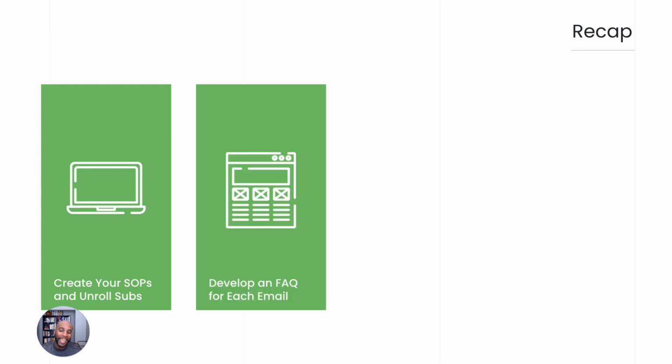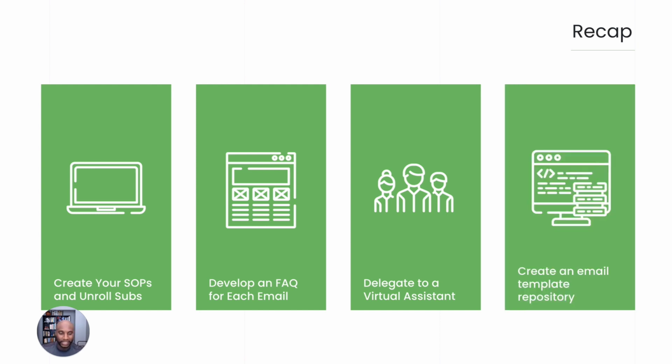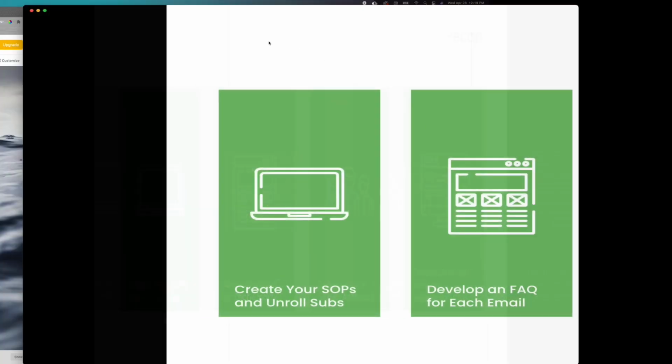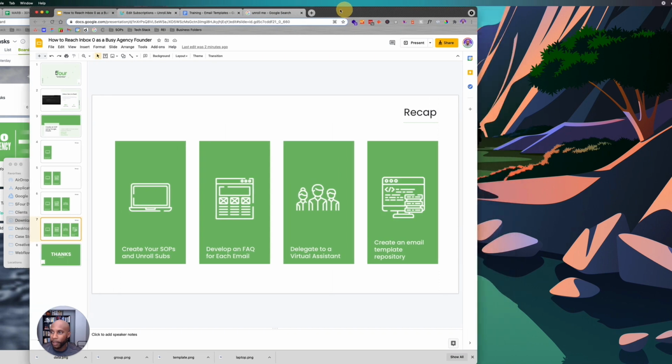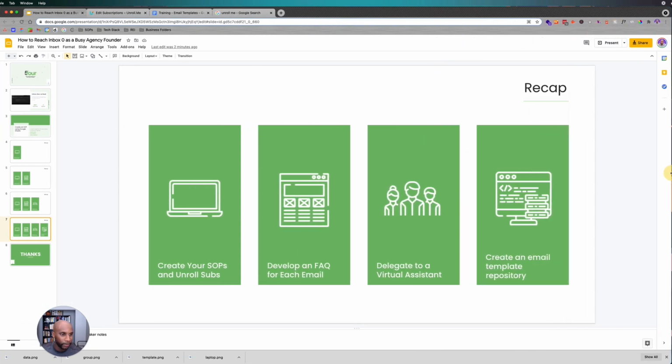Next, you're going to develop an FAQ for each email, which I'll jump in and show you an example of as well. And then you're going to be able to delegate this to a virtual assistant, because you'll have your operating procedure ready to go and ready to access. And then you can lastly create an email template repository. So let me go ahead and open this up. I'm going to open up this window a bit so you all can see it. Here we go. And I'm going to walk you through these steps.